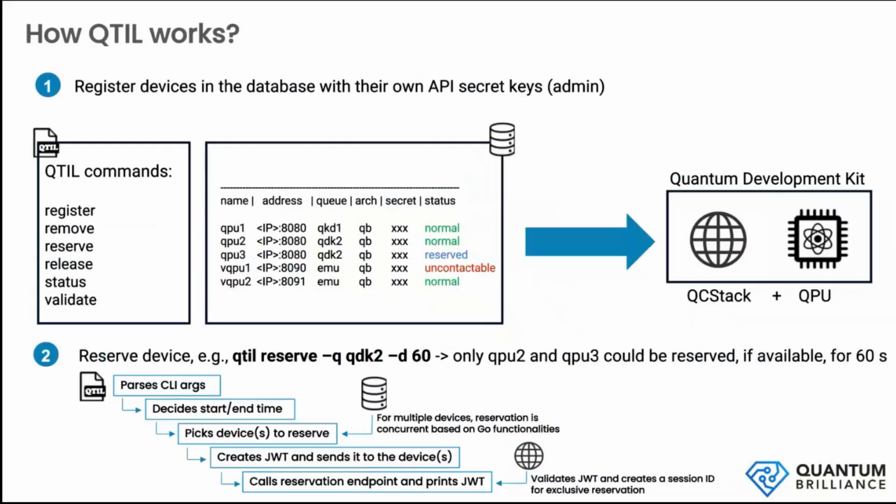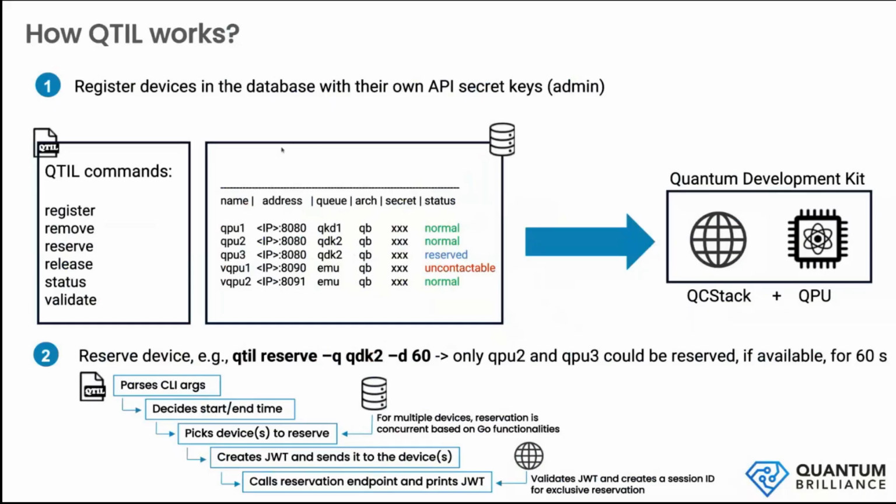And now, how QTIL works. Please keep in mind that first, I will explain how QTIL works without any workload management tool, just QTIL on its own. So that's the first step. How QTIL works, there are two steps. The first step is to register devices in the database with their own API secret keys. That's done by the admin. And of course, we need an admin, we need a closed system where the admin can have access to these secret keys, and he can allocate the keys in the database.